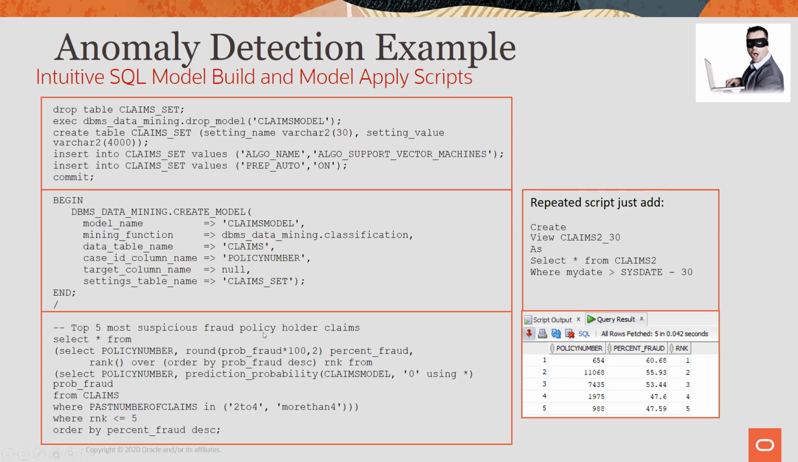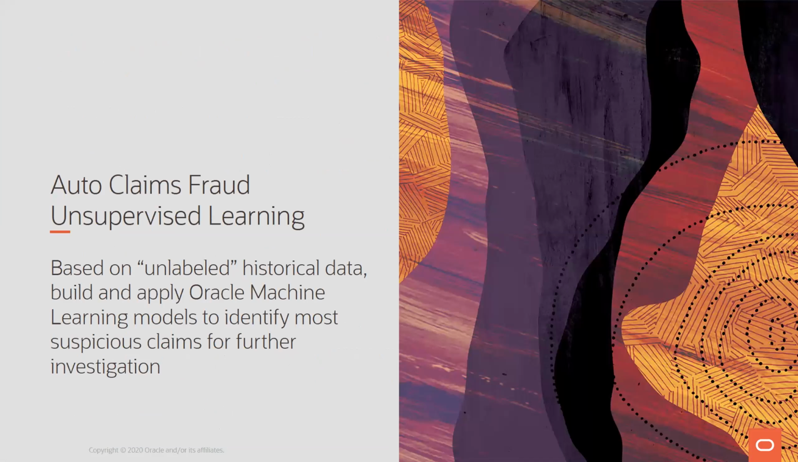Once we've built the model, we can use the model and score it on the fly. And as I've shown over here, I'm showing what are the top 5 most suspicious claims. I could schedule that to run every week, every month, whatever. And Dohoon's going to show how he's taken these results and put them in a more interesting kind of dashboard using Oracle Application Express.